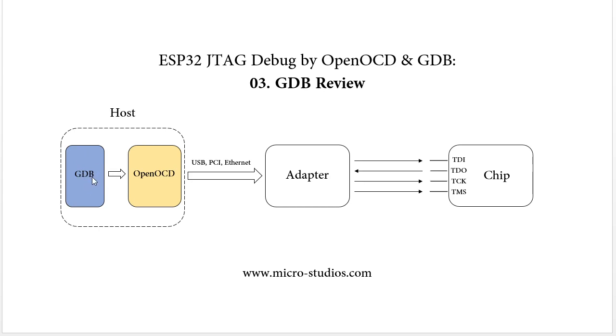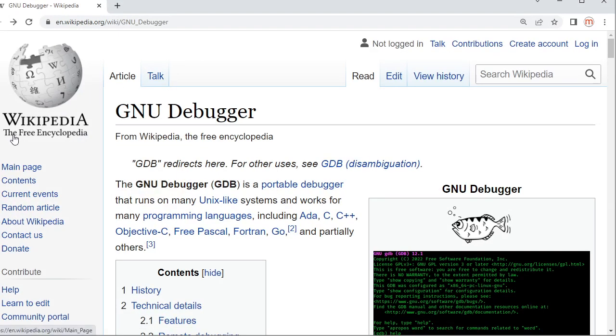For the GDB, we have two questions. The first one is, what is GDB? The second one is, what can we use it for? How will the GDB work for us? First, let's take a look at the wiki for the GDB. The GDB full name is GNU Debugger.